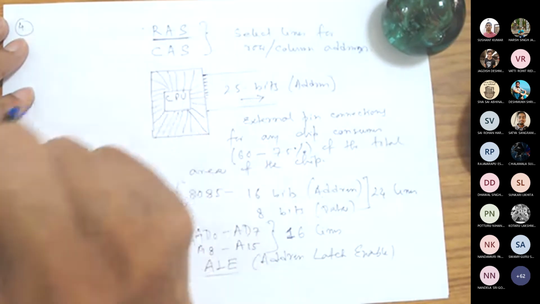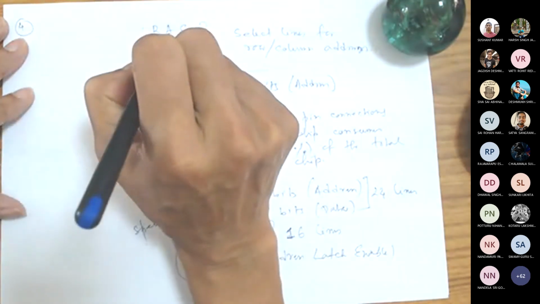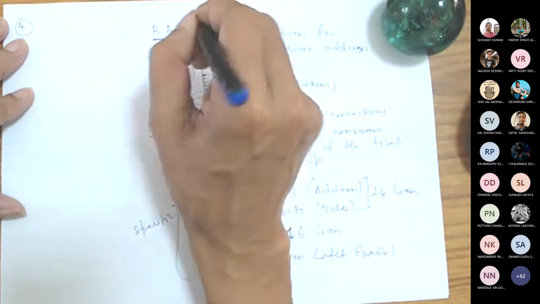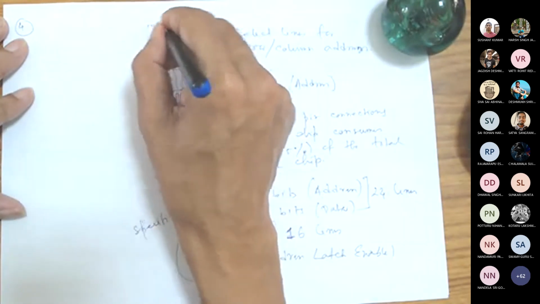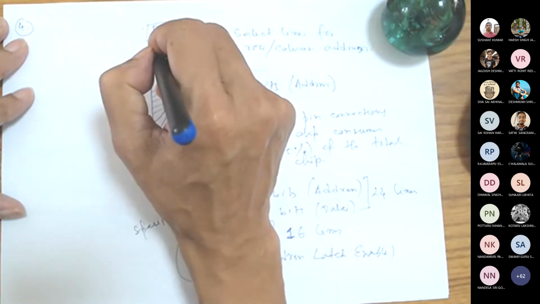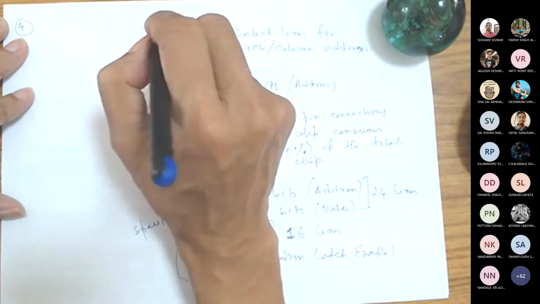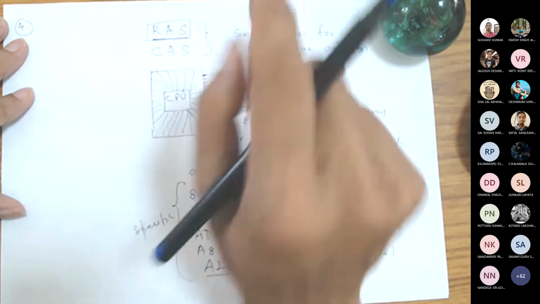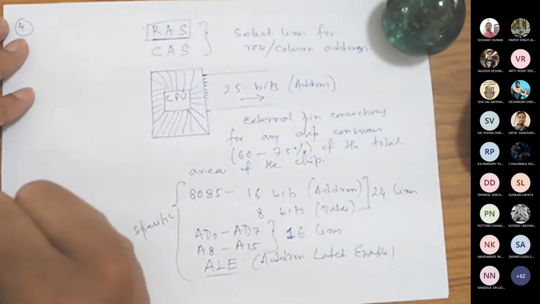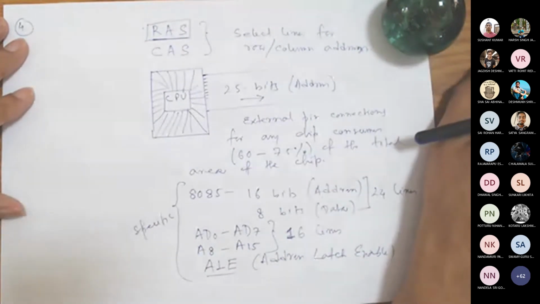So you first apply the row address A11 to A24. It gets latched there on the pulse RAS. This causes a read operation to be initiated, in which all cells in that selected row are read and refreshed.